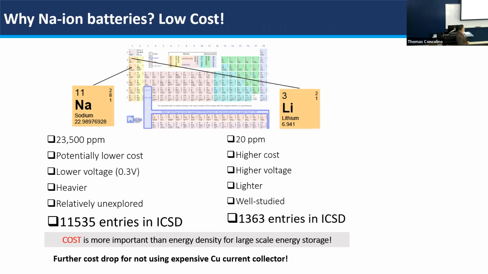Lithium-ion batteries are probably more familiar to everybody. We use them every day. But the sodium-ion battery, I can tell you, is very similar to lithium-ion batteries, just replacing lithium with sodium. Of course, the major benefit of using the sodium-ion battery is that sodium is 1,000 times more abundant in the Earth's crust. So in principle, sodium-ion batteries could be much cheaper than lithium-ion batteries.